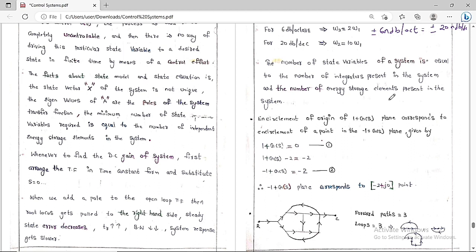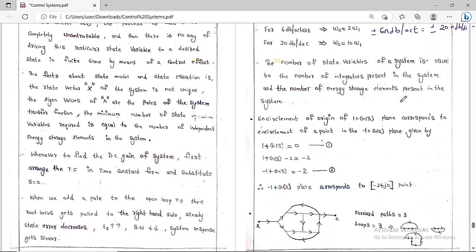The next point is: the number of state variables of a system is equal to the number of integrators present in the system and the number of energy storage elements present in the system. This point I told you so many times. In the case of a state model, whenever we change the transfer function to a state model, I already told you the order of the system will never change. The order of the system is always equal to the number of integrators present in the system or the number of energy storage elements present in the system. This I already told you so many times.